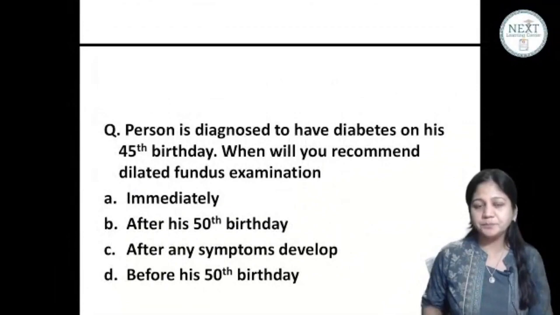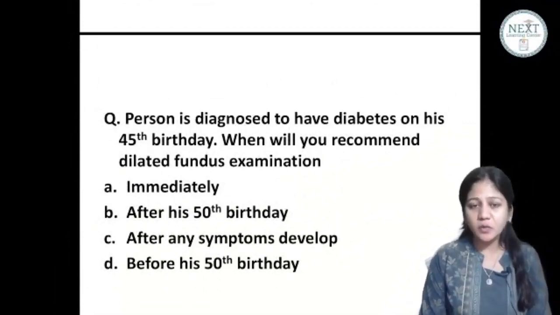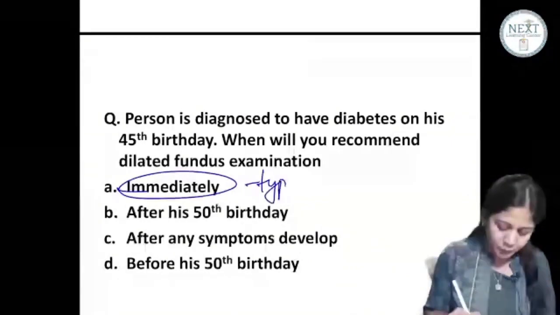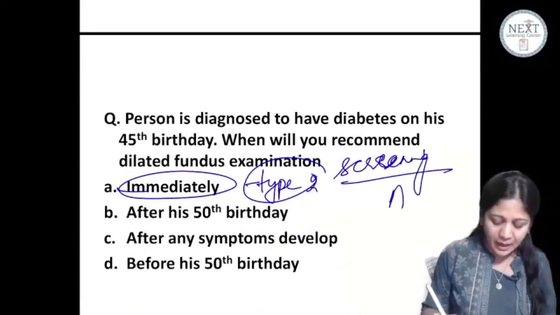Answer this one. A person is diagnosed to have diabetes on his 45th birthday. When will you recommend the dilated retinal examination? Very good, guys. Very good. So we are talking about type 2. Type 2 diabetes screening has to be done as soon as possible. You have to do screening as soon as possible.